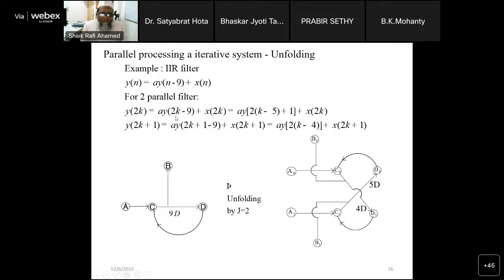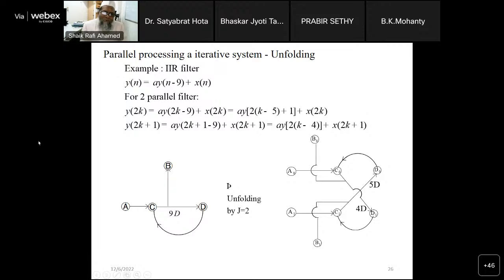We see here how to construct y of 2k plus 1. This is a two parallel system, so 2k plus 1. 3 parallel means 3k plus 1, 3k plus 2. 4 parallel means 4k plus 1, 4k plus 2, 4k plus 3. In general, an L parallel system is Lk plus 1, and so on up to Lk plus L minus 1. So this is a two parallel system. I have taken a simple example. 2k. So you replace this n with 2k. Now 2k plus 1 also, this with 2k plus 1 minus 9, 2k plus 1.